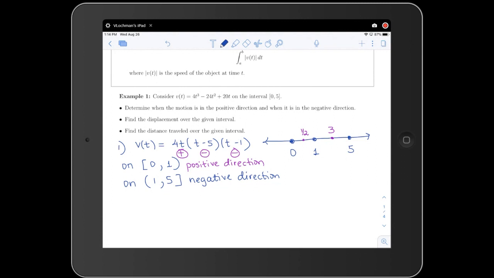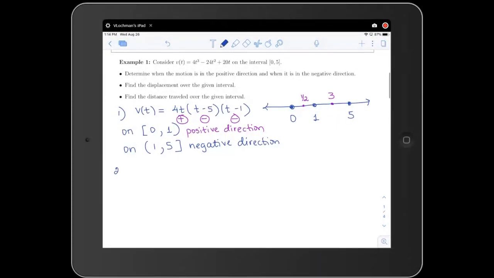All right, so the next question says, find the displacement over the given interval. The displacement, that part is easy, right? We just need to integrate our function: 4t cubed minus 24t squared plus 20t dt. This is a polynomial function. It's easy to integrate.